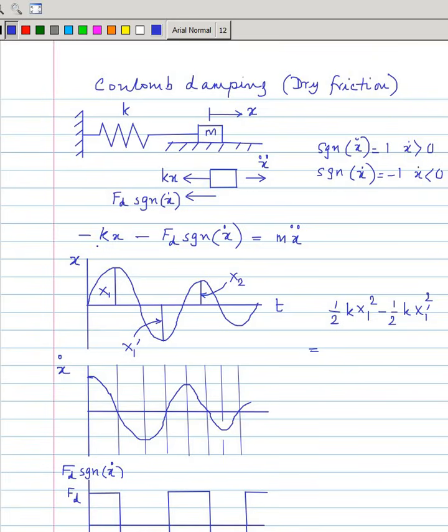So if you write down the equation, it is m x double dot plus Fd sign x dot plus kx is equal to 0. This is actually a non-linear equation. We won't attempt to directly solve this equation, but it is non-linear because in place of c x dot, where c is a constant, we are getting this term sign x dot.